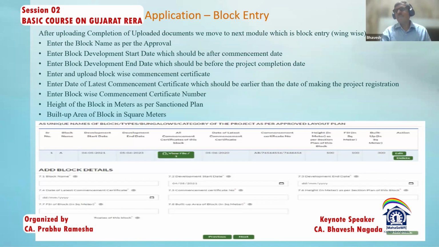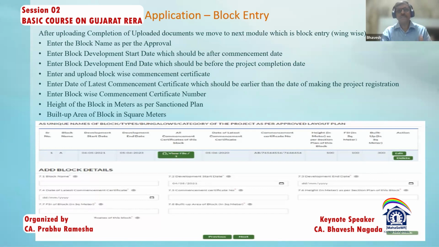Now, both wings may have one commencement certificate, or each wing may have a different commencement certificate. So, based on the block, you have to write the block details: the block name as per the approval in the approved layout plan, then the block development start date, which will be after the commencement certificate date, because you cannot commence activities prior to the commencement certificate being issued.